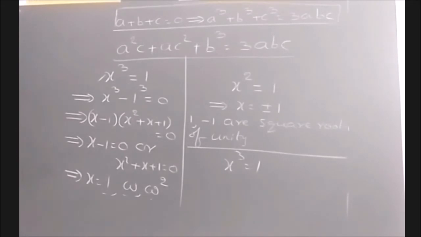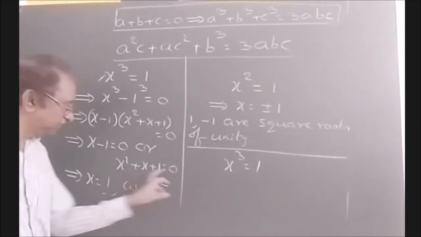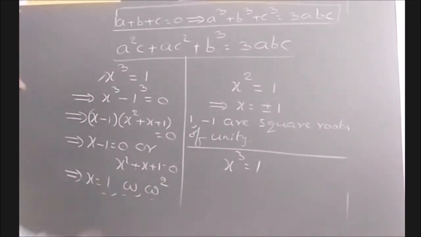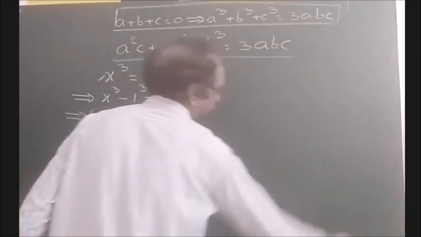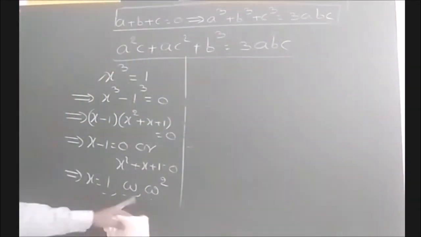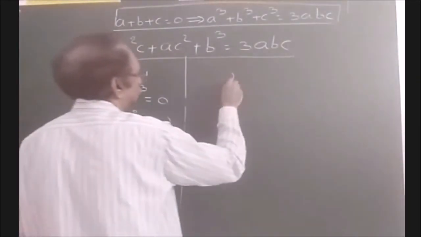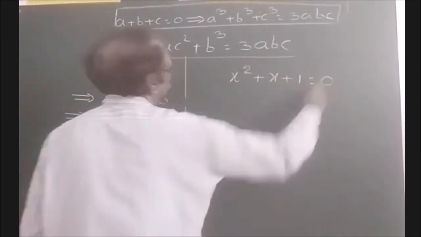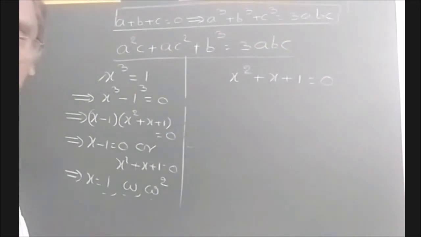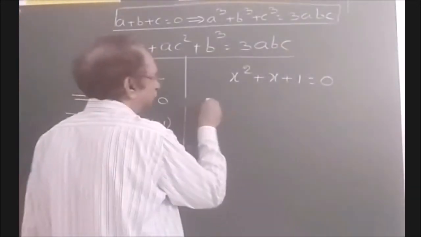Omega square is 1 now, sir? No. These two are the roots of this equation. Now we are going to see that equation. That is a very important equation in our entire syllabus of 2 years. It plays a vital role. So x square plus x plus 1 is equal to 0.